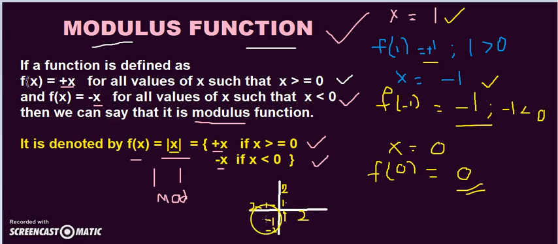For 0, it will be 0. If I take the graph and join the points with lines, it will be a straight line. So this is the graph for your modulus function. So this is about the modulus function.